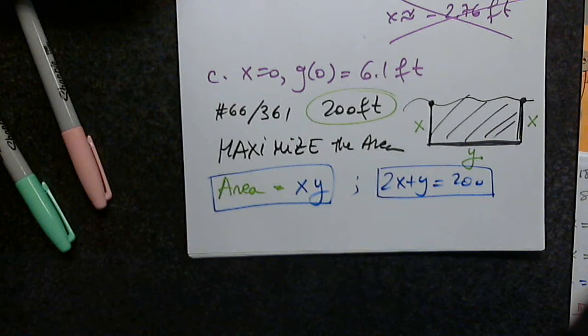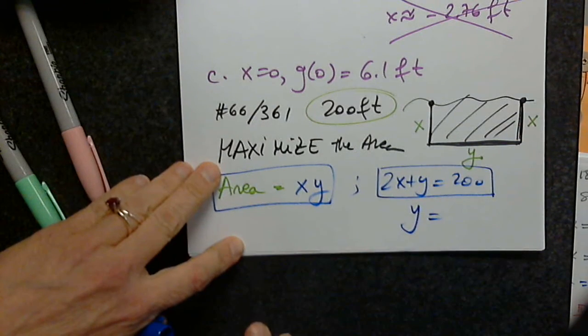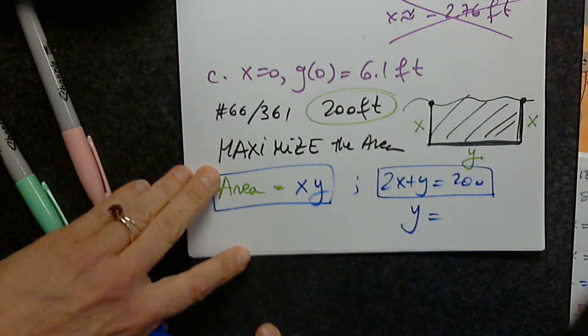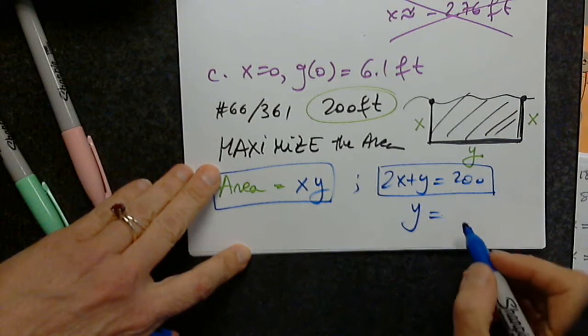Now I look back at the area and I have a problem with the area. What is my problem with the area? It has how many variables in it? 2. I don't know how to solve something like this. So I have to get rid of one of them. How do I get rid of one of them? Using what I have. Substitution. What? How? By, I'm sorry, 4? Awesome. 2x, careful, minus 200.